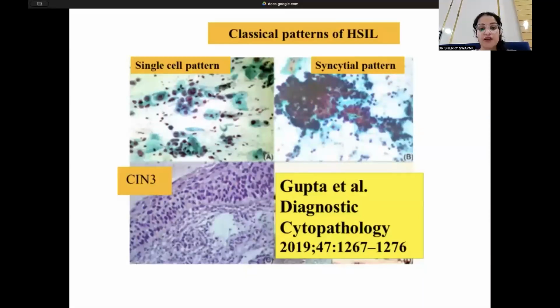In case of follicular cervicitis, we can see lymphocytes, and singly lying lymphocytes should also not be confused with high-grade cells. So these are the features that we need to differentiate, and then we need to look into the nuclear details as well. Next slide, please.